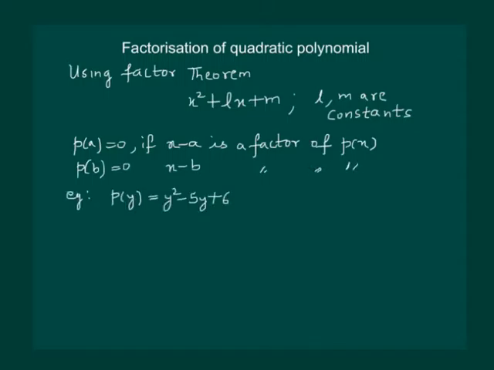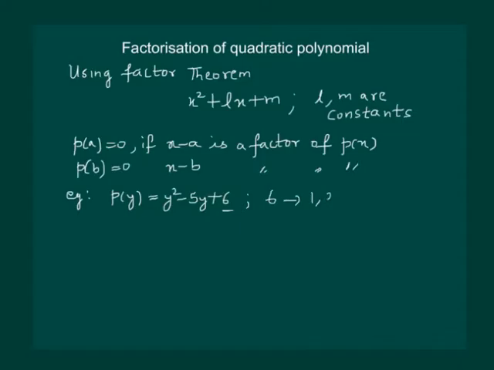Let us consider this example. p(y) is equal to y square minus 5y plus 6. This is comparable to the general form as the coefficient of y square is 1. As per the requirement, the coefficient of x square should be 1. Now the next step would be to find the factors of the constant term, that is 6.